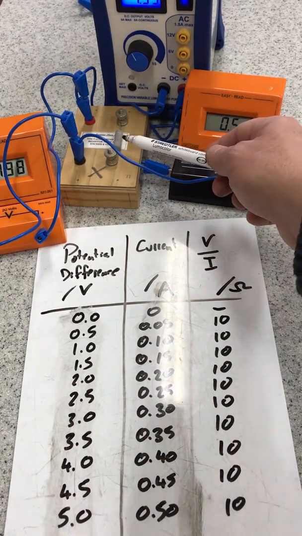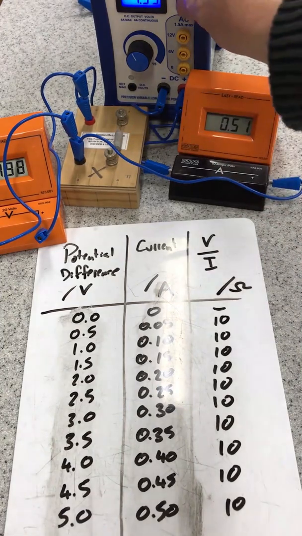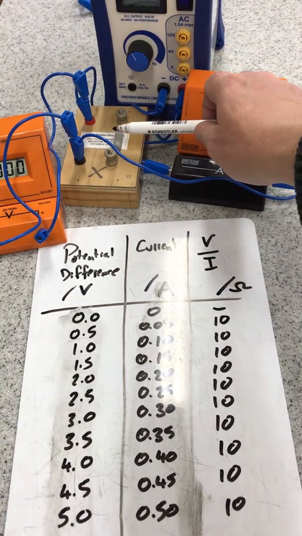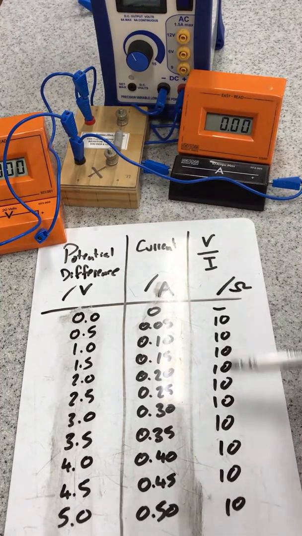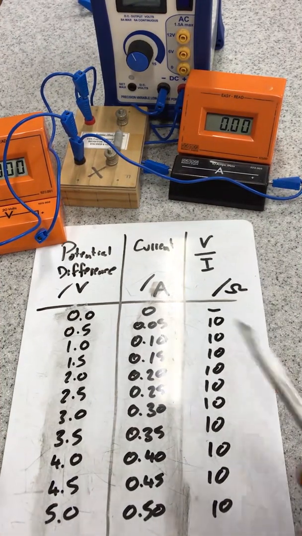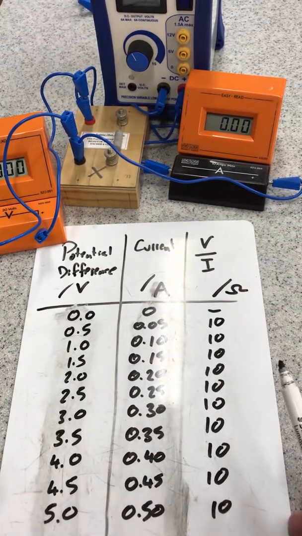So this resistor here is a resistor of 10 ohms, okay? And you can see that it gives a very consistent result. Anyway, we're going to plot a graph of these results just to check what the graph looks like as well.